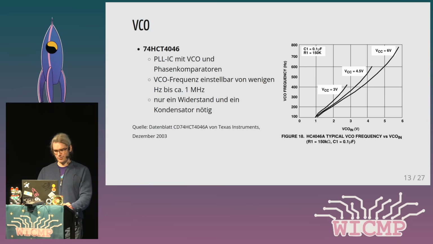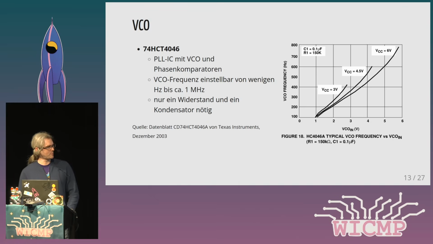What is this chip capable of? It can generate the whole VCO frequency range between a few hertz up to 1 megahertz, and it just needs one resistor and one capacitor for configuration. And as I told you before, there's one issue. The VCO is not entirely linear, as you can see over there. It varies a little bit. That's a diagram from the datasheet.